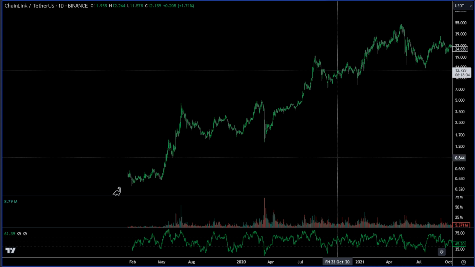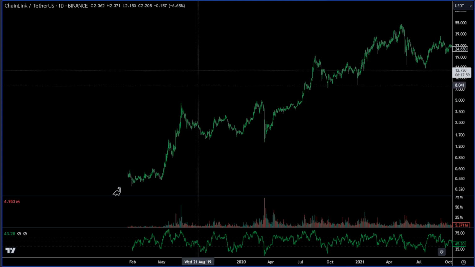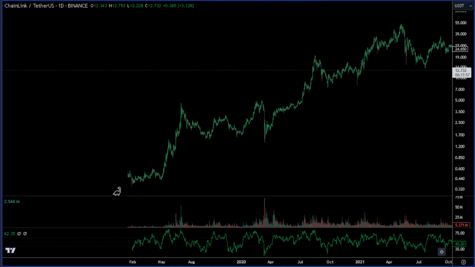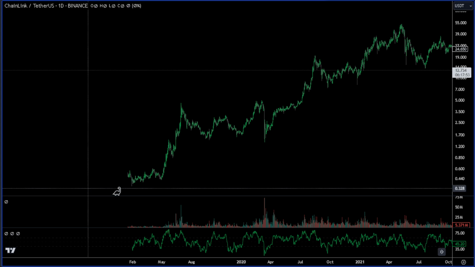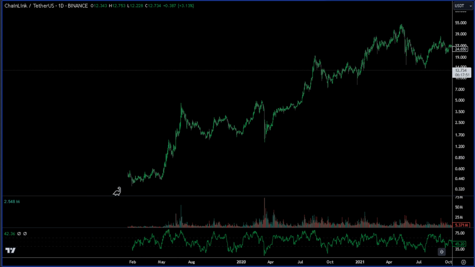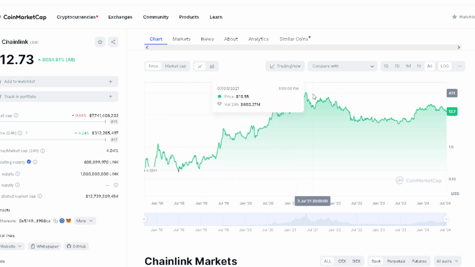Welcome to Caching Waves. This is an Elliott Wave update for Chainlink. I'm on the Binance chart. Now this one was a little bit difficult. I'm just going to show you real quick the trend historically. I'm missing some data here. I did go on CoinMarketCap and it does look like there's some lower lows behind me.